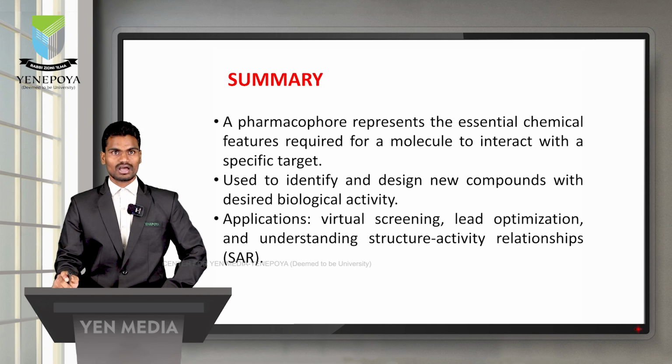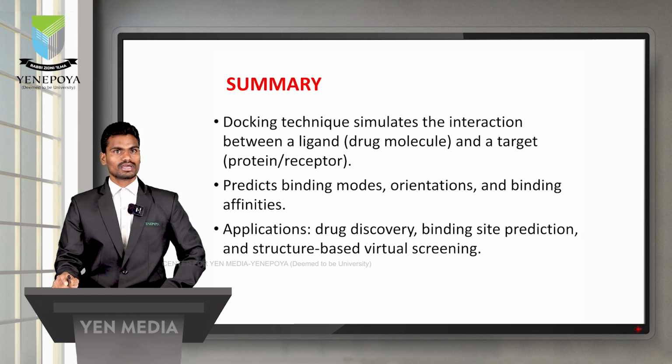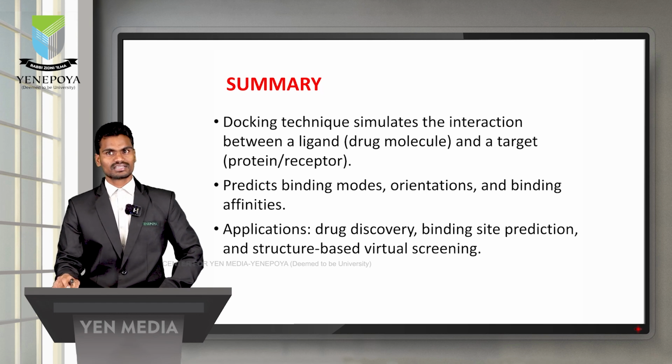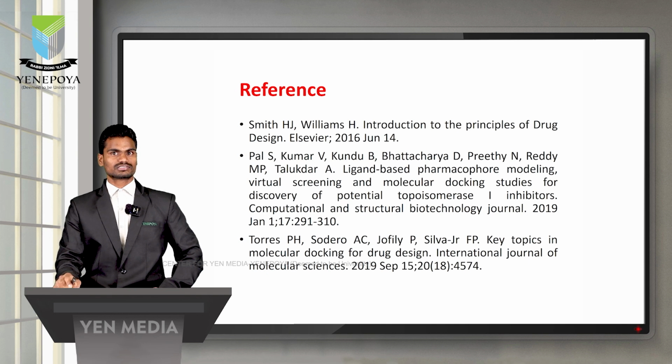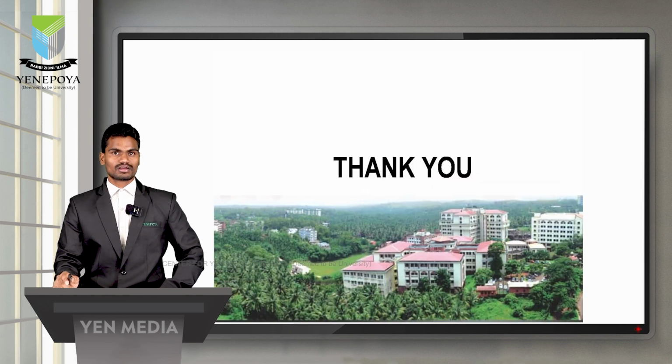So in a summary, a pharmacophore represents the essential chemical features required for a molecule to interact with a specific target, and it will be used to identify and design new compounds with the desired biological activity. And it has applications like virtual screening, lead optimization, and understanding structure activity relationship. Coming to the docking, it is a technique that simulates the interaction between a ligand and a target molecule, and it will predict the binding modes, orientations, and binding affinities. And it has some applications like drug discovery, binding site prediction, and structure based virtual screening. So these are the references from where I have drawn this content, and thank you.